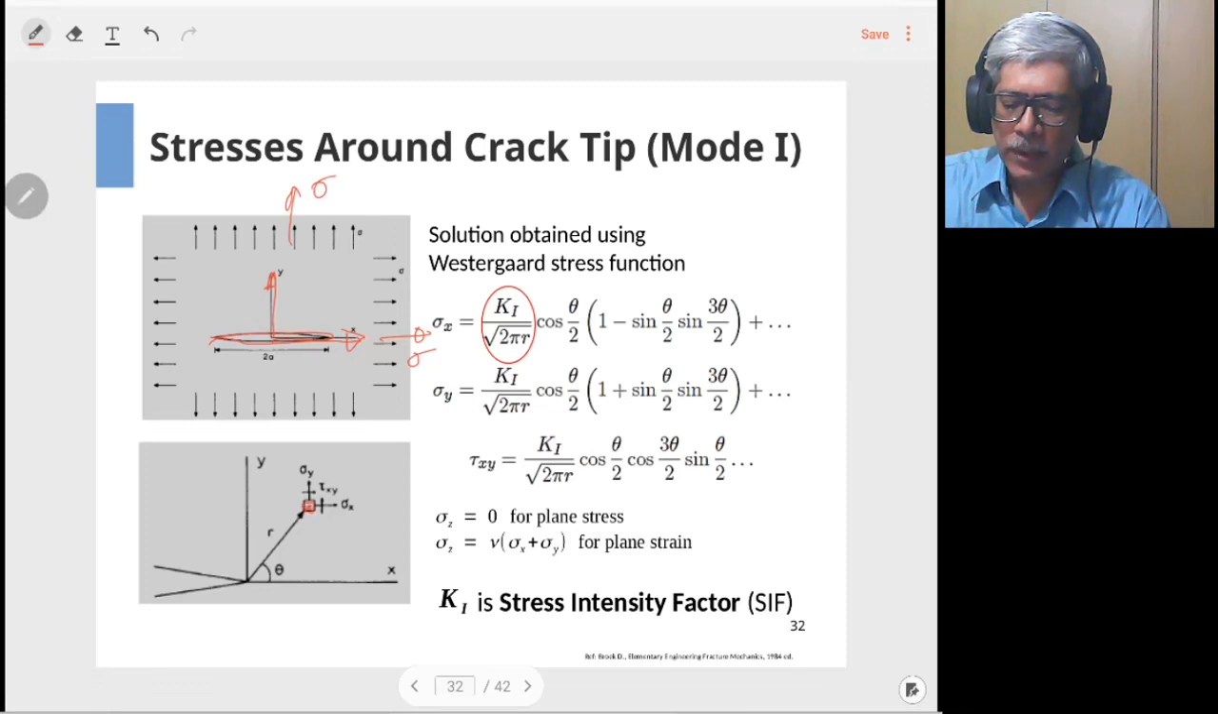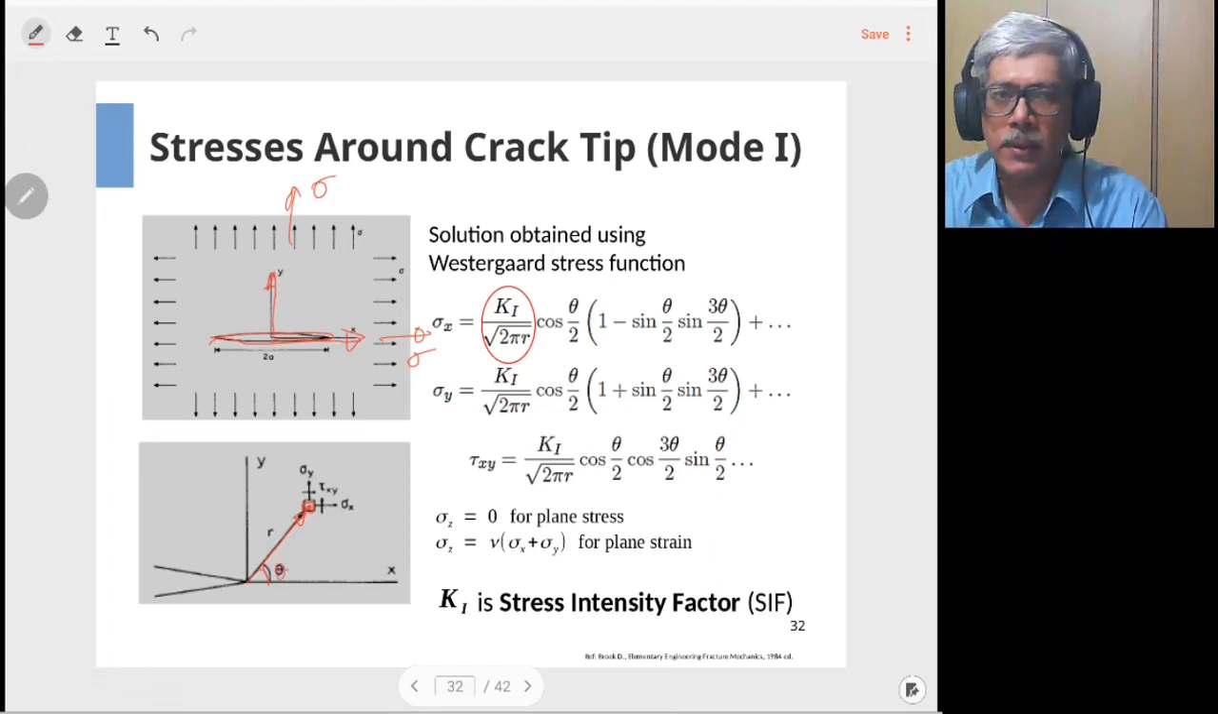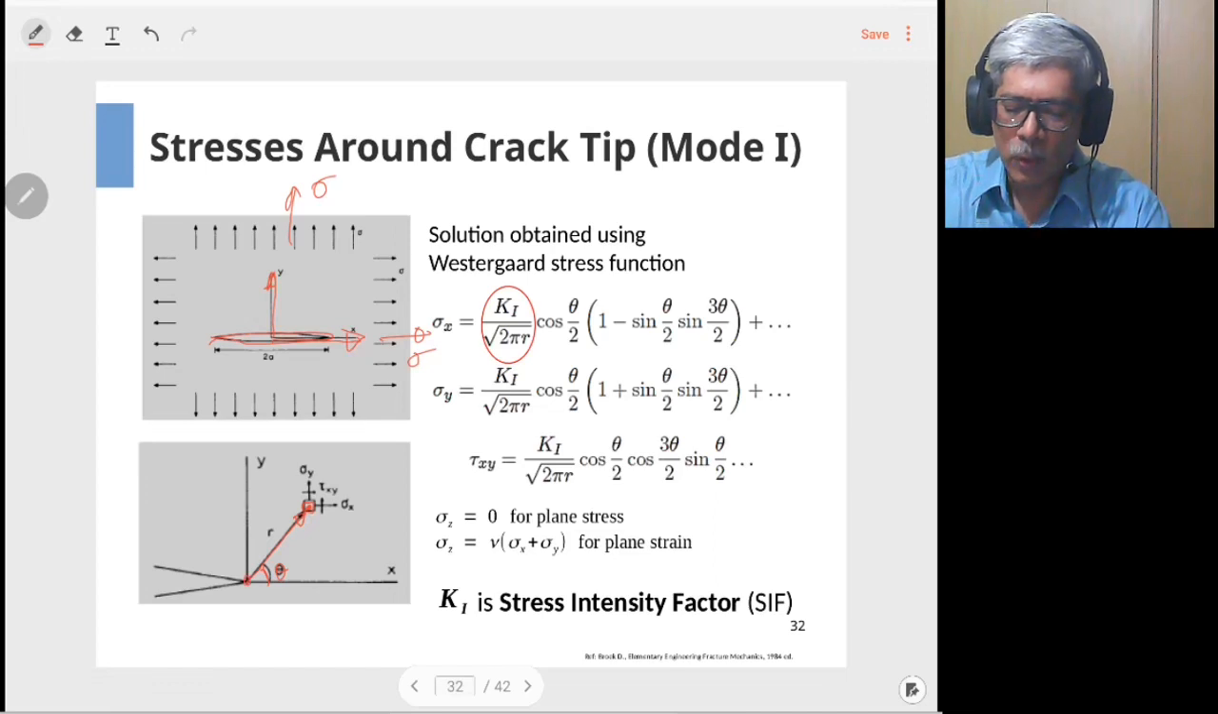We are considering a point which is at a distance r from the crack tip and at an orientation of theta with respect to the x-axis. And the origin of this coordinate system is the crack tip. So with respect to the crack tip, we are defining a point in a polar coordinate system in r, theta coordinates. And under the action of the stresses which are given here, the crack will undergo mode 1 type of fracture. So we are discussing here the nature of stresses in mode 1 type of fracture.